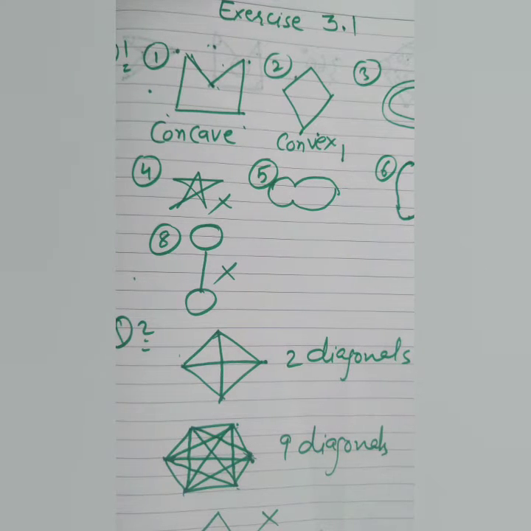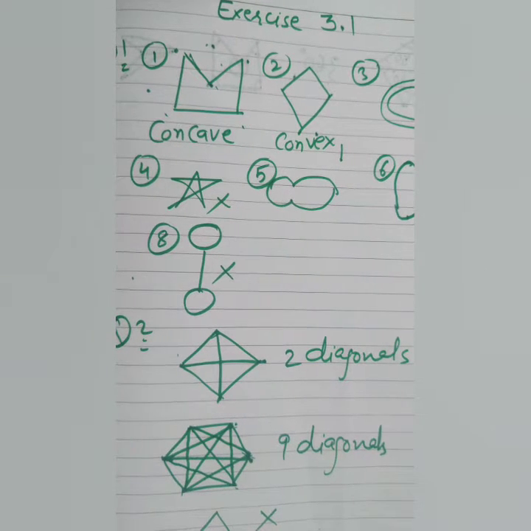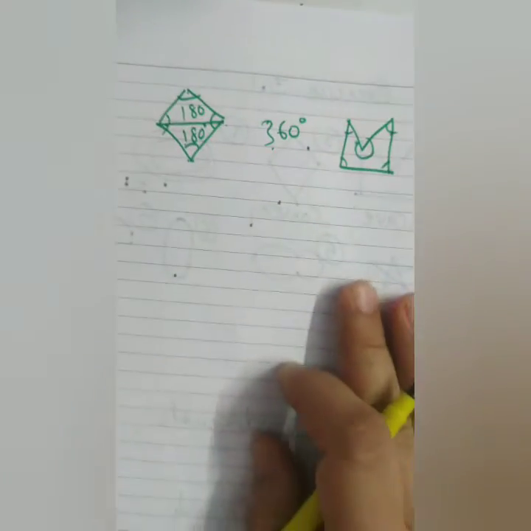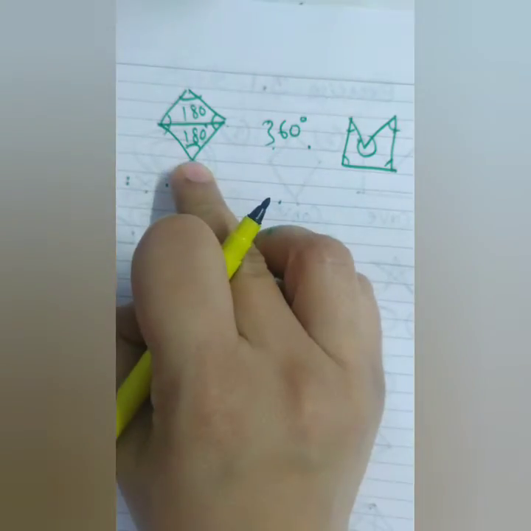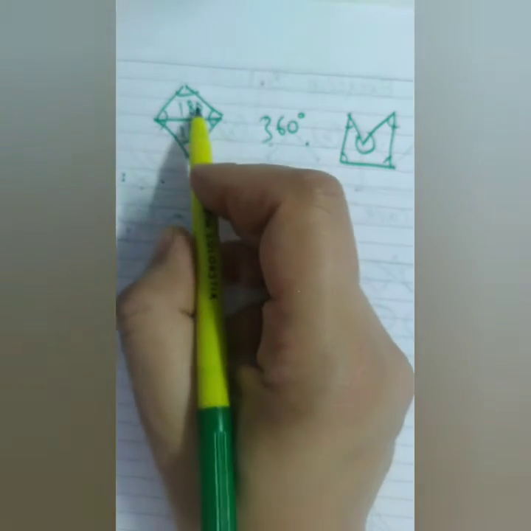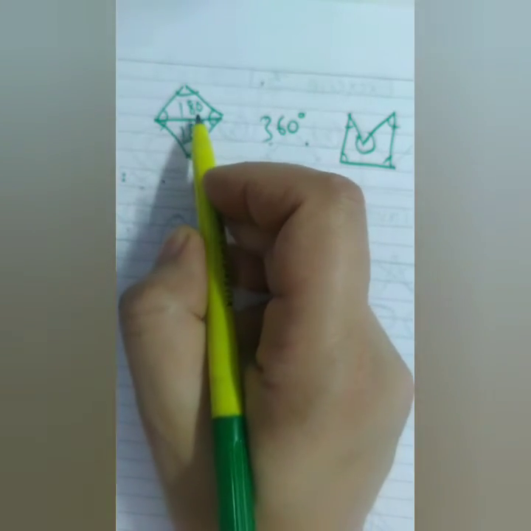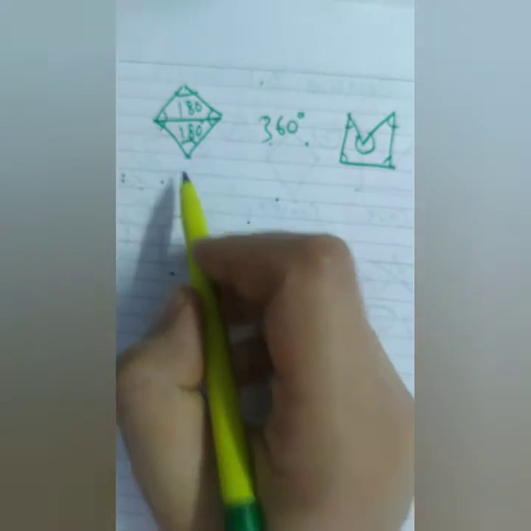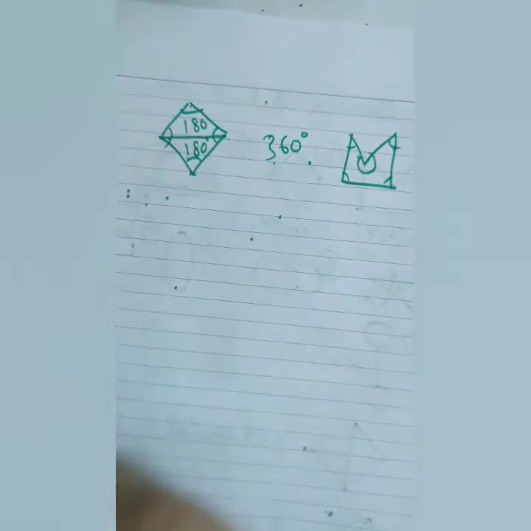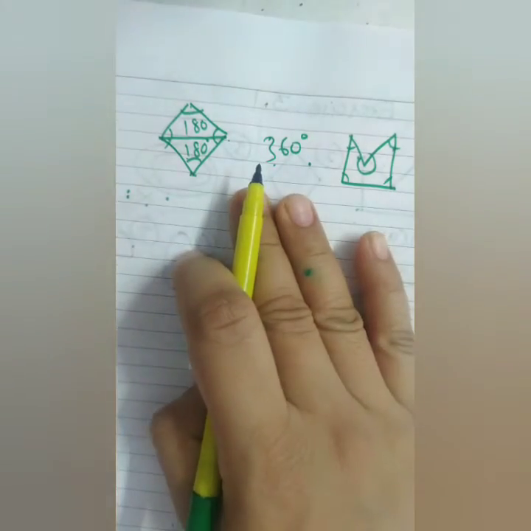Okay, moving on to question number 3. What is the sum of the measures of the angles of a convex quadrilateral? Okay, so here a convex quadrilateral I have already drawn and I have divided it into two parts. So one triangle will be having 180 degrees as the angle sum, and the other triangle will have 180 degrees. So the total will be 360 degrees.